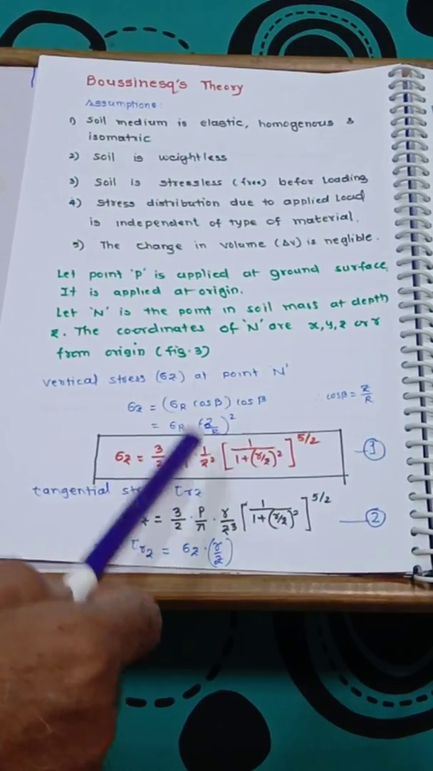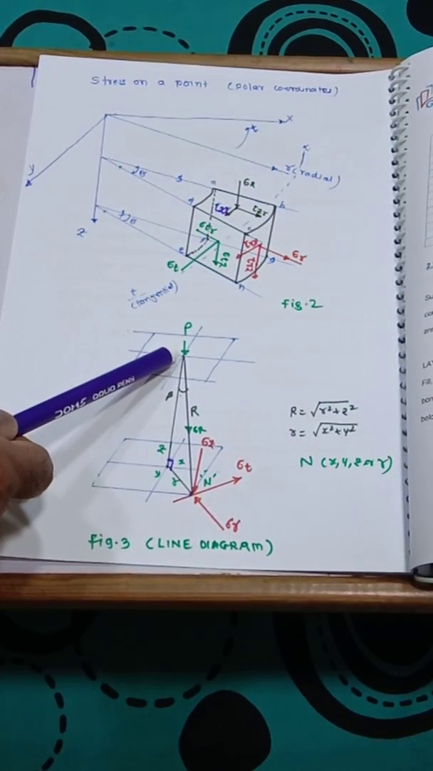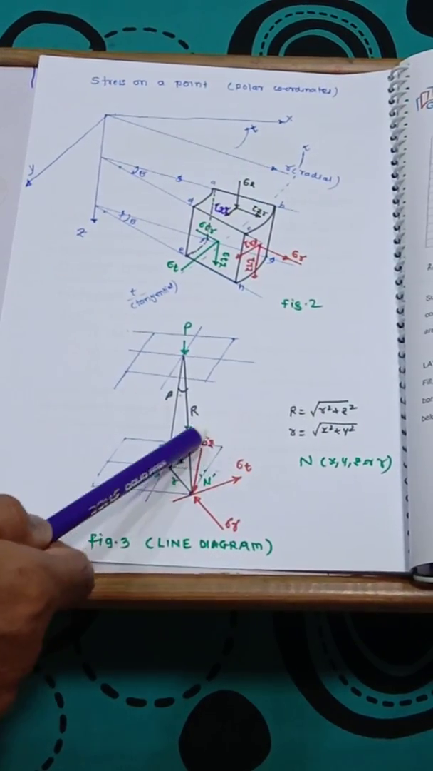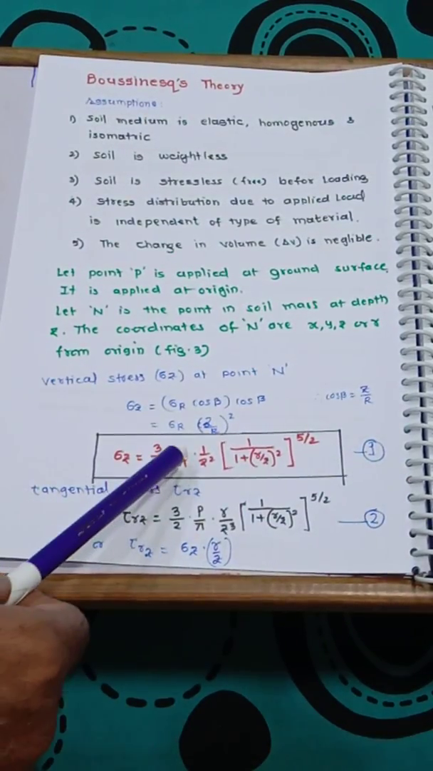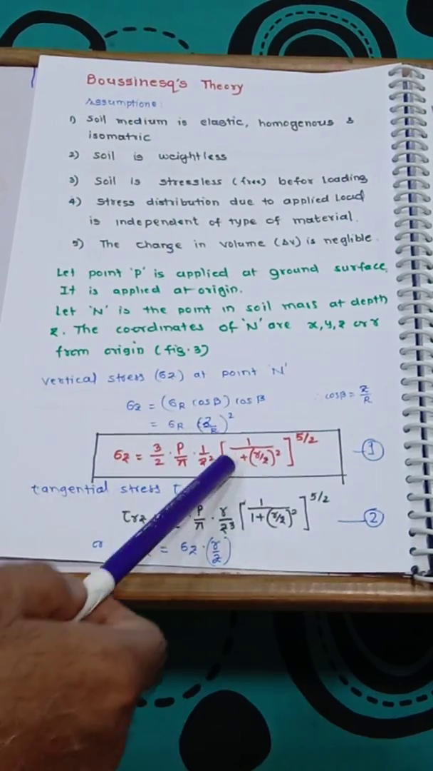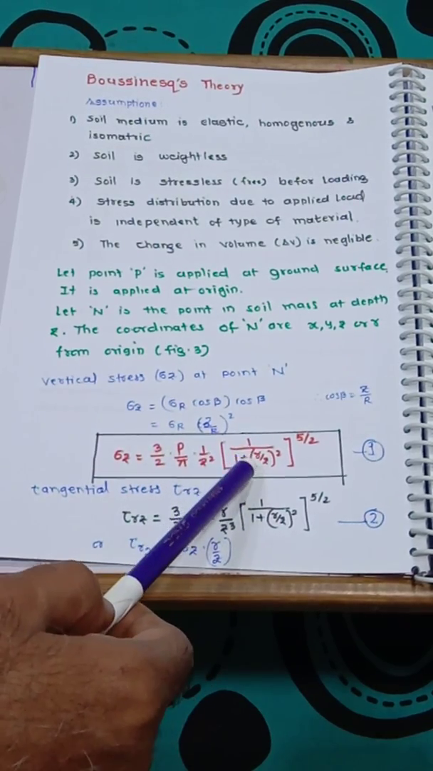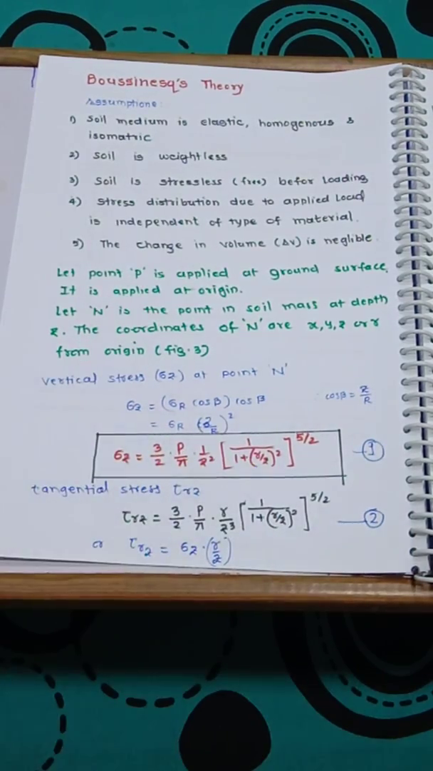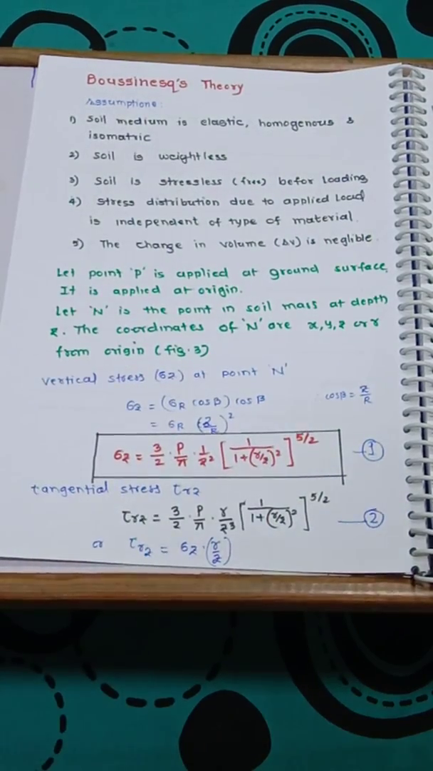P is the external load, that is the point load P, applied at the top at a particular distance. Because of that, the stresses that develop are sigma z and tau rz. We write sigma z = (3/2π) × P/z² × [1/(1 + (r/z)²)]^(5/2), where r is the radial distance on a horizontal plane and z is the depth. The ratio r/z is used.